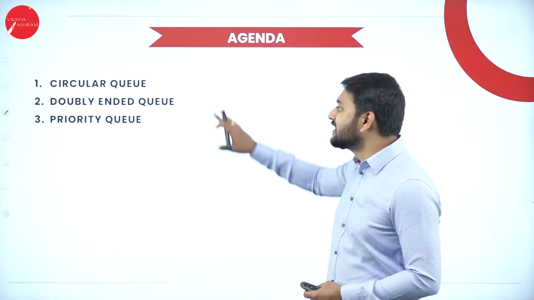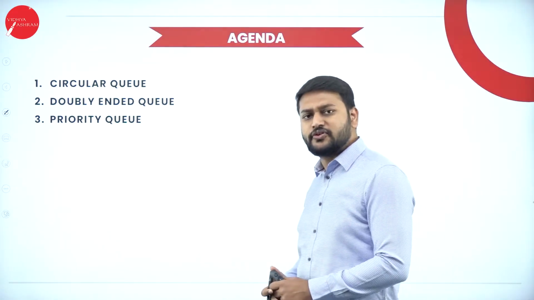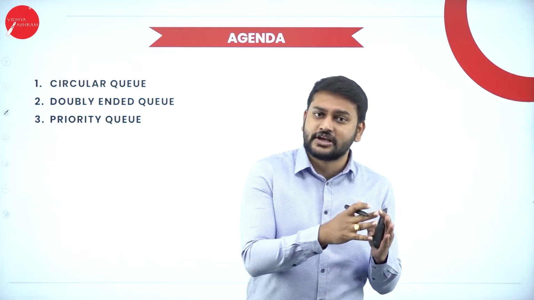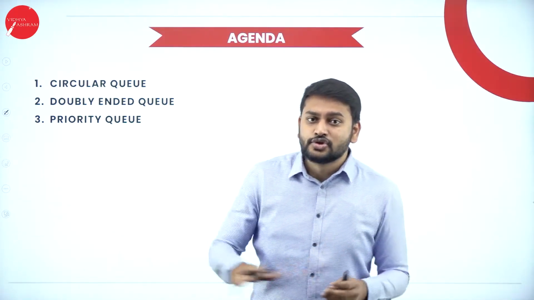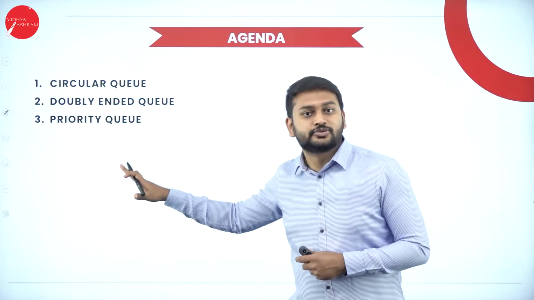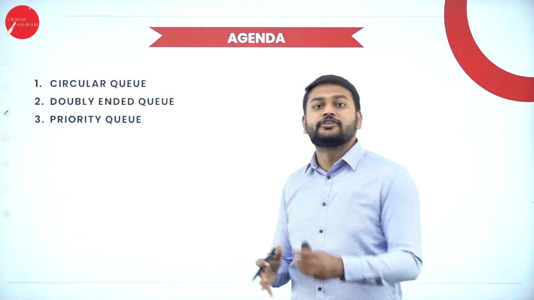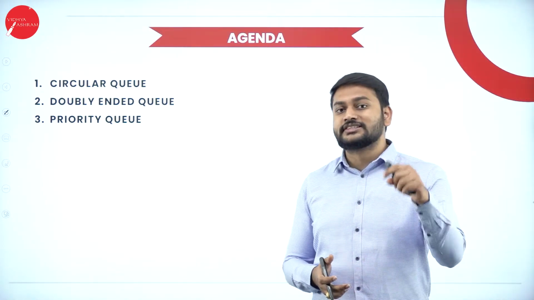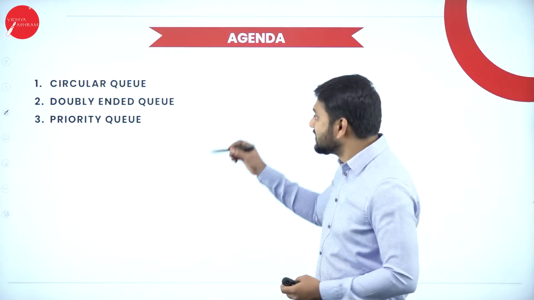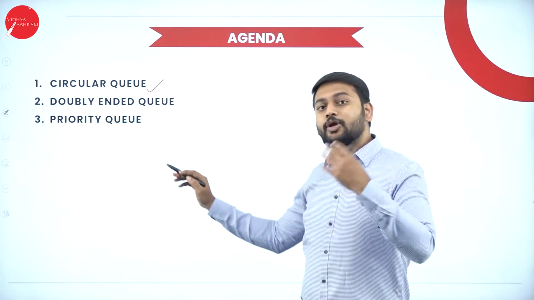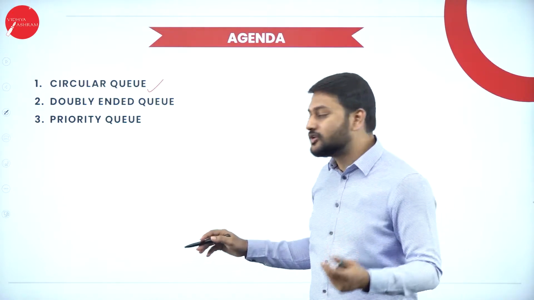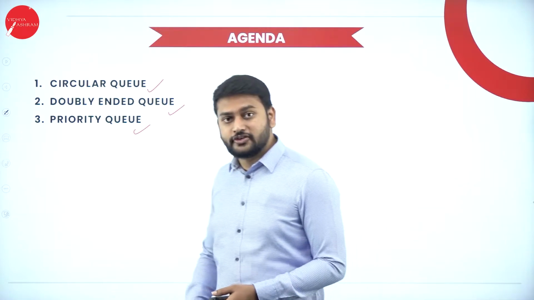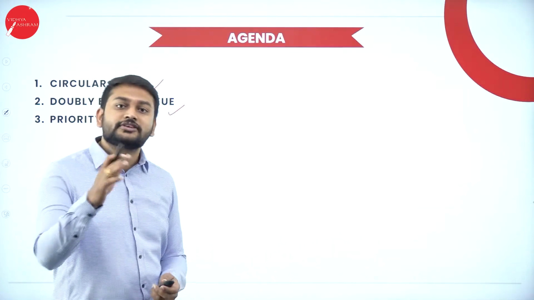So guys, I will be discussing 3 different types of queues, along with the simple queues we already discussed in the previous session. Altogether, we have 4 different types of queues. The first type I'm going to discuss in today's session is the circular queue. Along with that, I will also discuss the other 2 types: the doubly ended queue and the priority queue. So without wasting much of your time, let's get into the concept of circular queue.